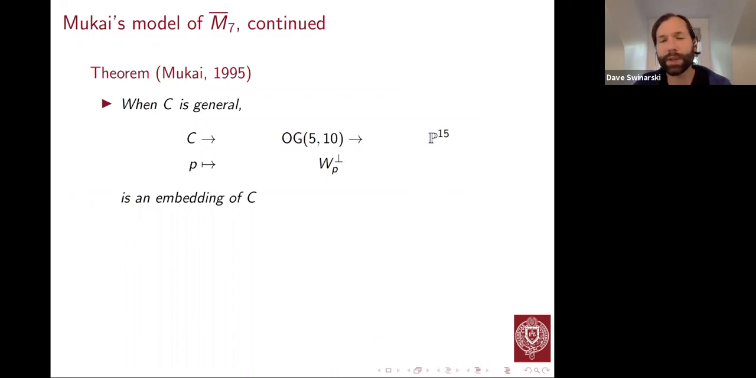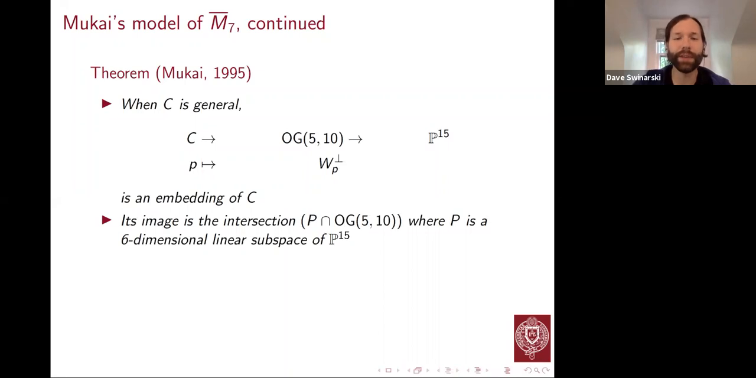And so here's a quick summary of Mukai's results from his 1995 paper. When C is general, in the sense I described on the previous slide, if you look at the map that takes the point P to the Lagrangian subspace W_P perp, that gives an embedding of C into the orthogonal Grassmannian of 5-dimensional isotropic spaces of a 10-dimensional quadratic space. The orthogonal Grassmannian, in turn, embeds via the spin representation into P15. And this map is an embedding of C. Furthermore, you can recover C as the intersection with a 6-dimensional linear subspace of P15. And when you do, in that linear subspace, C is canonically embedded.